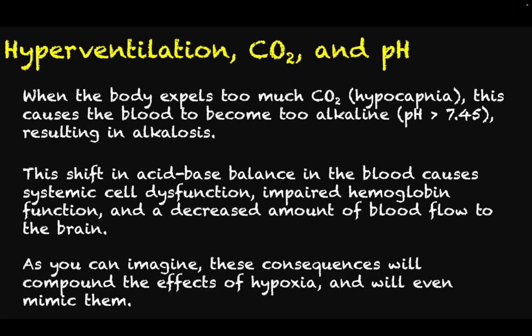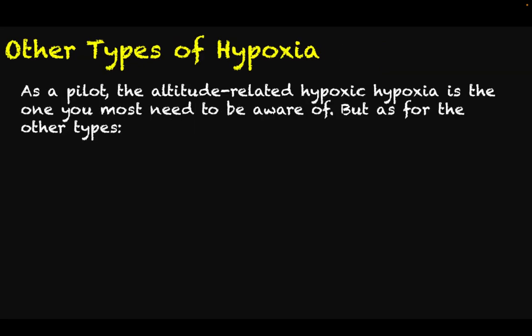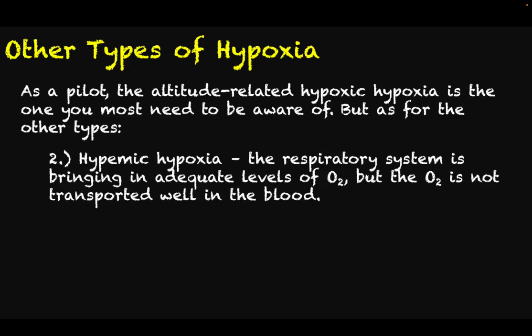Hyperventilation can come even when you're standing on terra firma at 0 feet above sea level. So things like nervousness, anxiousness can cause you to breathe too fast. And if you breathe too fast, then these sorts of things can happen. So it's important to understand the difference between hypoxia and hyperventilation, but there are cases where they can work together and kind of compound each other's problems. As a pilot, it's going to be, like I said, the altitude-related hypoxic hypoxia. That's the one that you need to be the most aware of. But let's talk a little bit about some of the other types.